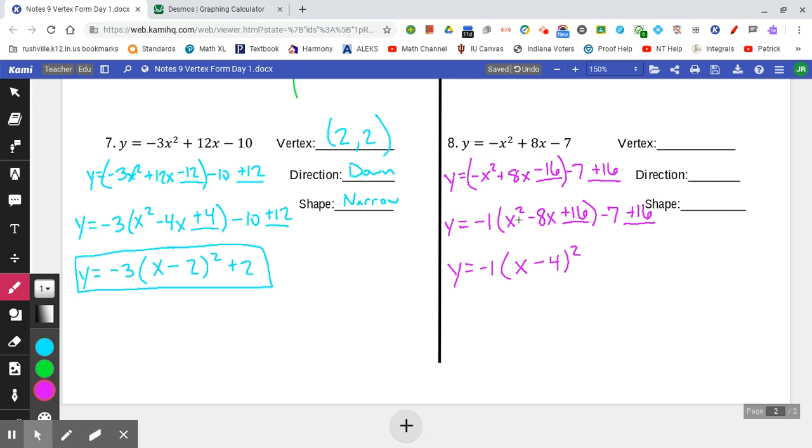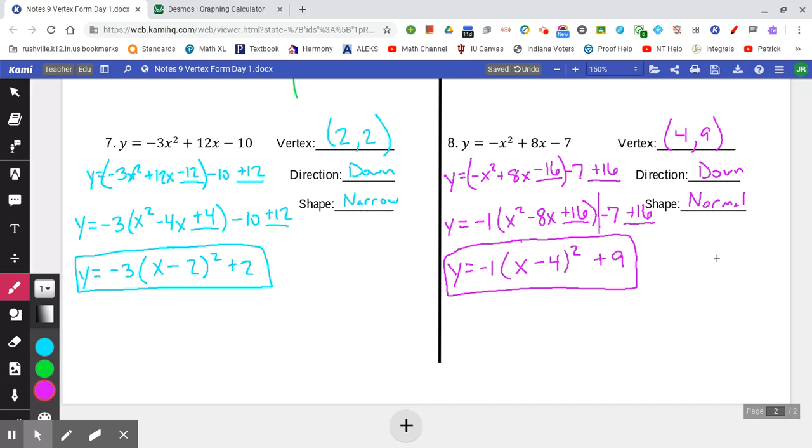So the trinomial factors to be x minus 4 quantity squared. My leftovers are negative 7 plus 16, which is going to give me a positive 9. So here would be my final answer. Again, to verify this, I could graph it both in standard and vertex form. But from the vertex form, without even looking at a graph, I know the vertex would be located at 4, 9. Since we have an a of negative 1, I know that this graph opens down. But I know that the shape is normal. It hasn't been stretched at all. The shape is normal because the absolute value of negative 1 is 1, which means that my shape remains normal.